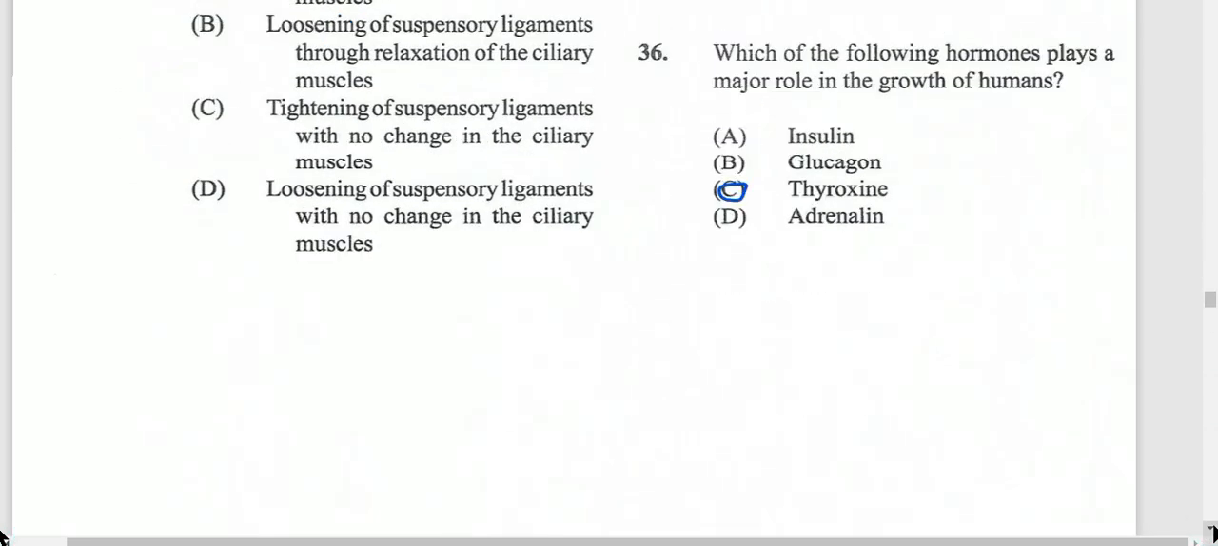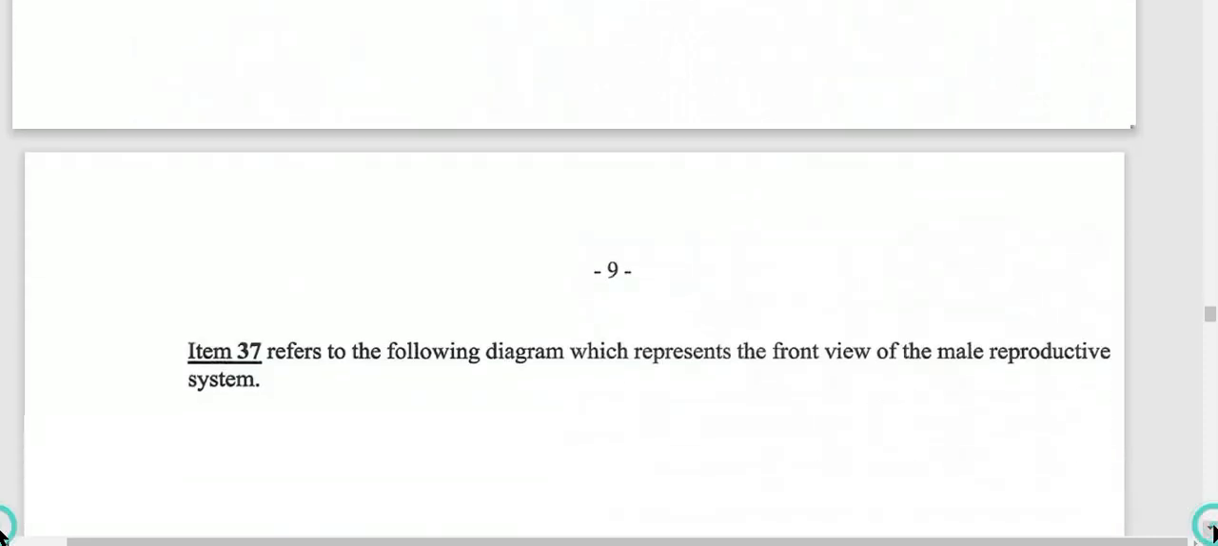For 36, which of the following hormones plays a major role in the growth of humans? All right, Thyroxine it's going to be, and that's textbook, so it's going to be C for 36. And we move on down to 37.